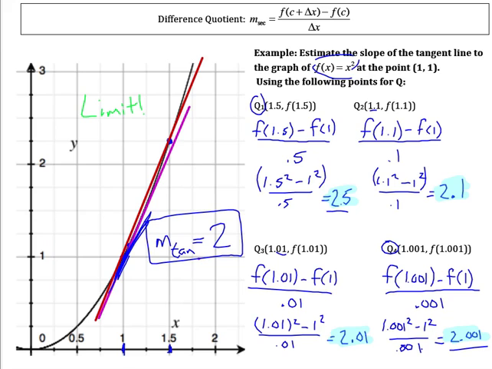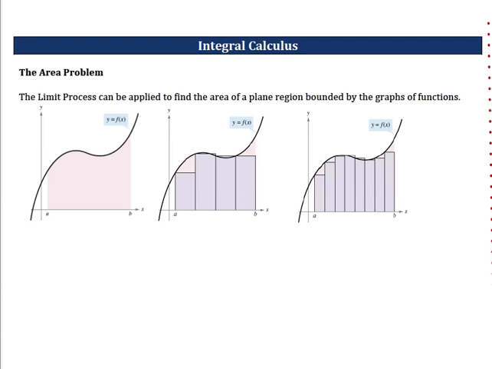All right, let's switch gears. Now we're going to talk about the other side of calculus. This is the other half, and this is going to be mostly second semester. This is called integral calculus. It's actually going to be the reverse process of what we were just doing. Now, one of the main problems in integral calculus is something called the area problem.